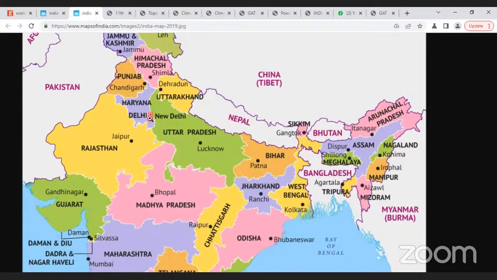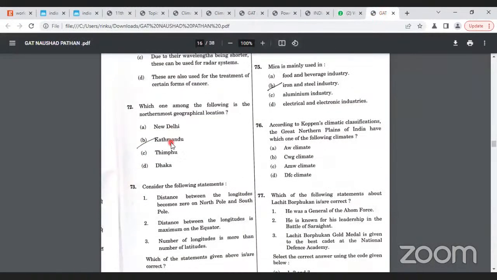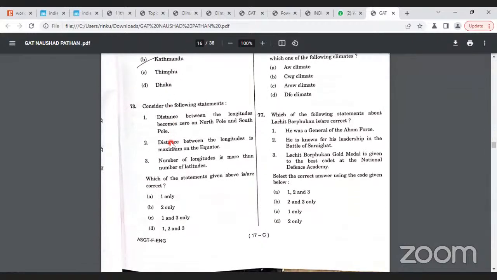Delhi wins out because, I just checked, it is somewhere at 28 degrees north, and Nepal and Bhutan are both at 27 point something north. So Delhi has the more northern location. New Delhi is the northernmost of all geographical locations described here.